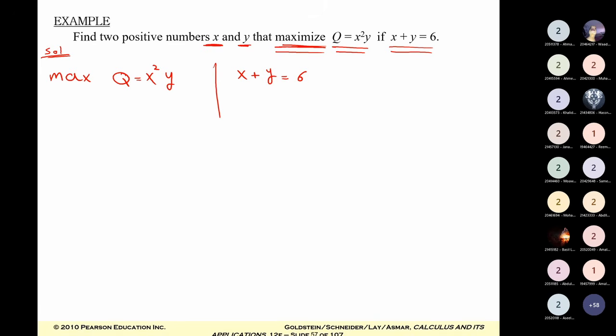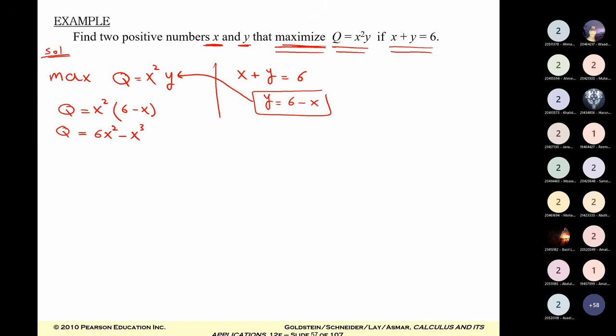اوكي، مش دائما يعني x plus y 6، بس بهذا المثال يعني. So we can conclude y equal what? 6 minus x. So we can substitute or replace y with 6 minus x. So now we can obtain the q equal x square multiplied by y. This is 6 minus x. So we have q equal 6x square minus x to the power 3. This is the value of q. هذا ال q.